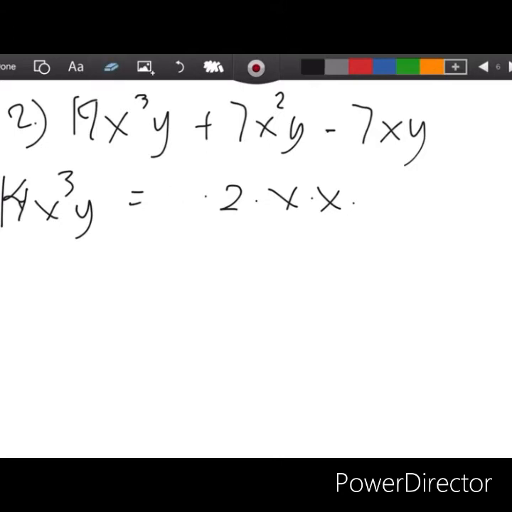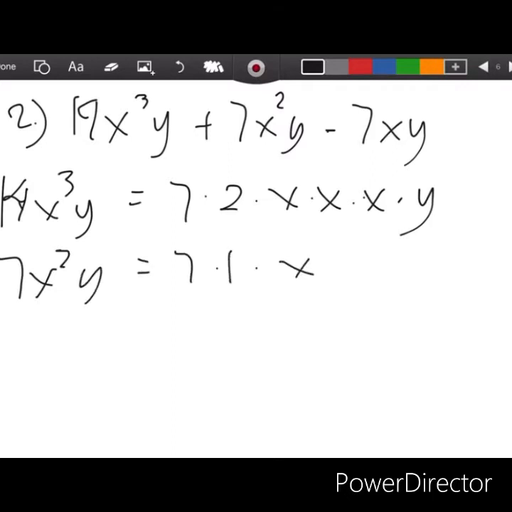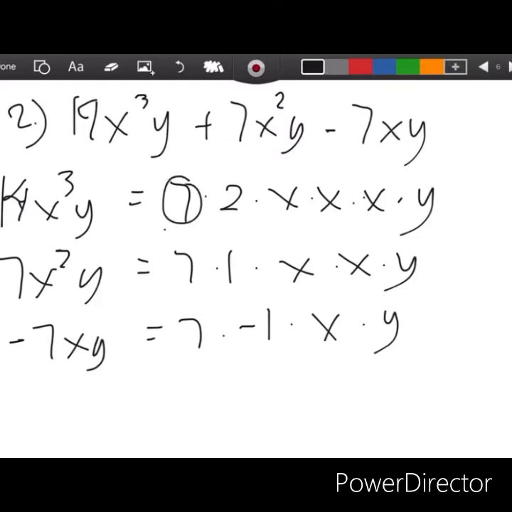So the factor of 14 is 7 times 2 times x times x times x times y. And the second term, 7x squared y, is equal to 7 times 1 times x times x times y. And the last term, negative 7xy, is equal to 7 times negative 1 times x times y. So the common factor, we have 7.